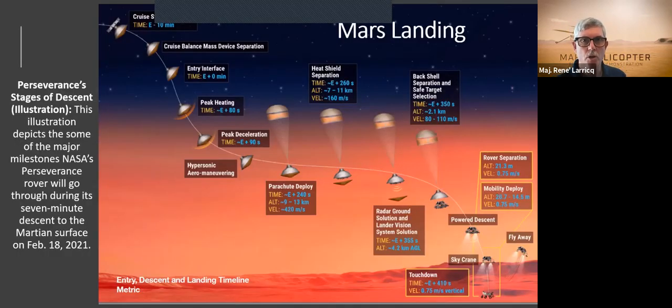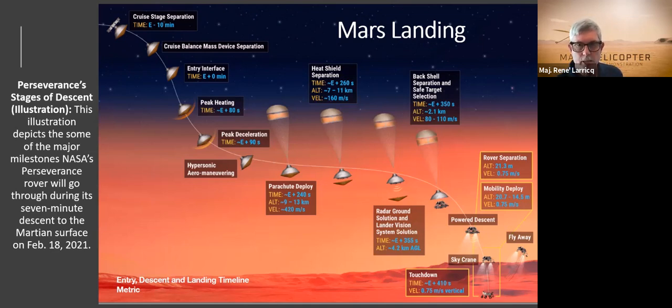If you watched this, you already know about this, but if you didn't, the entry, descent, and landing into Mars, the EDL, is nicknamed the 7 minutes of terror, because it takes about 7 minutes from when the spacecraft first starts to enter into the Martian atmosphere and goes through it and finally touches down on the ground.